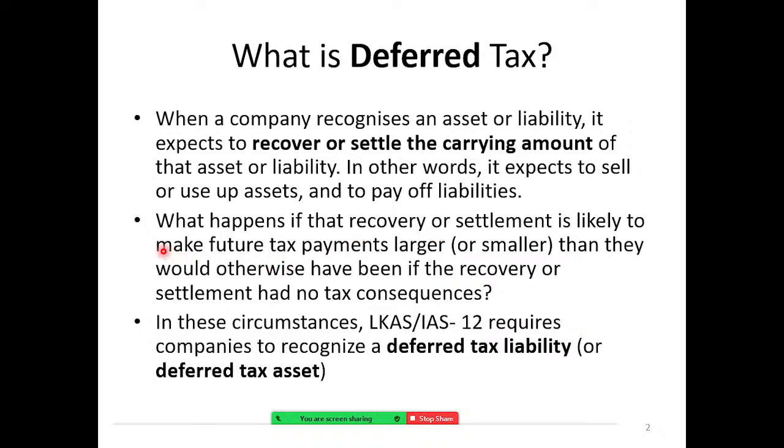So what happens if that recovery or settlement is likely to make future tax payments larger or smaller than they would otherwise have been if the recovery or settlement had no tax consequences? What it means here, as we discussed, is that there are two different types of profit: accounting profit and taxable profit.